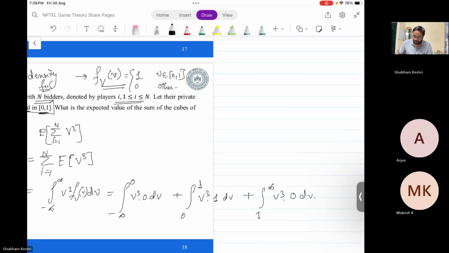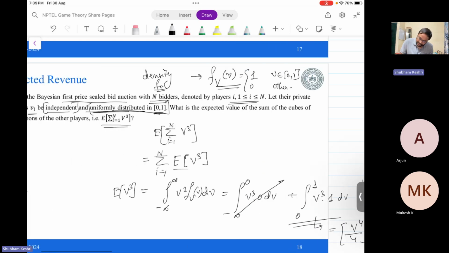Yes. So these two parts will just vanish and we are just worried about this part. What will this become? This will become v to the power 4 by 4 from 0 to 1, which is actually 1 by 4, right? Now you see this expectation is coming out to be 1 by 4 and we are summing it from 1 to n. So it will be n times 1 by 4.